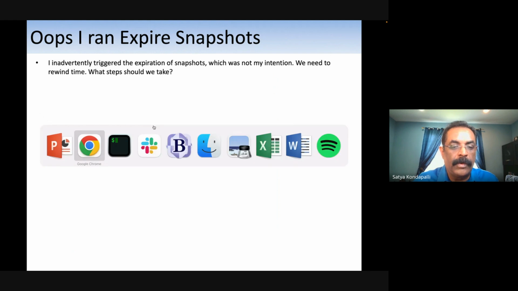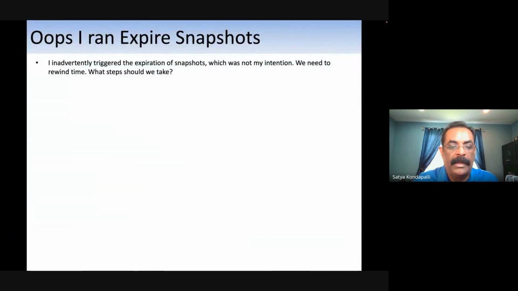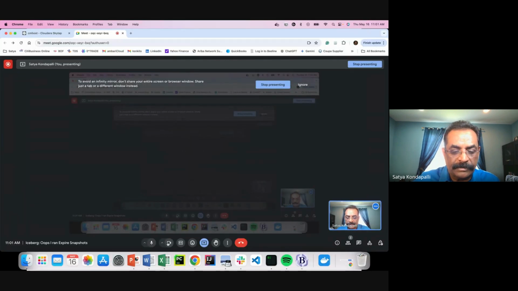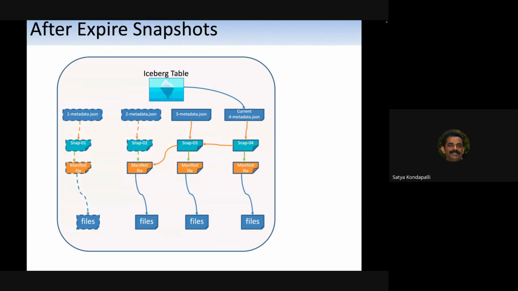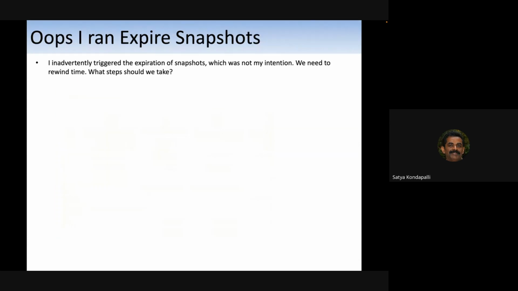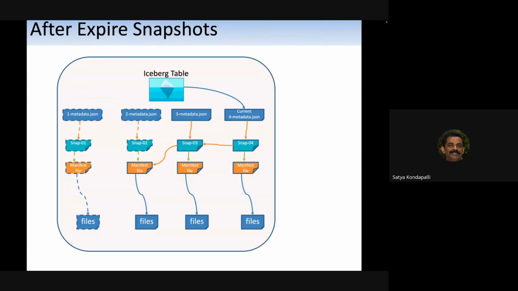Okay, we need to go back and rewind, right? And the rewind process, let's look at these steps. Okay, so we know that data files are deleted. That means we need to restore those files. So we need to go back and restore these files, whatever is snapped.